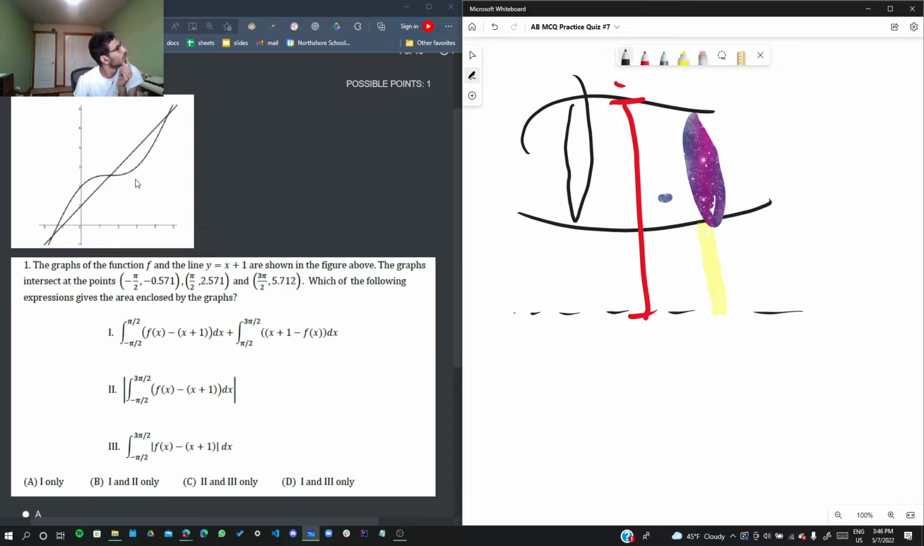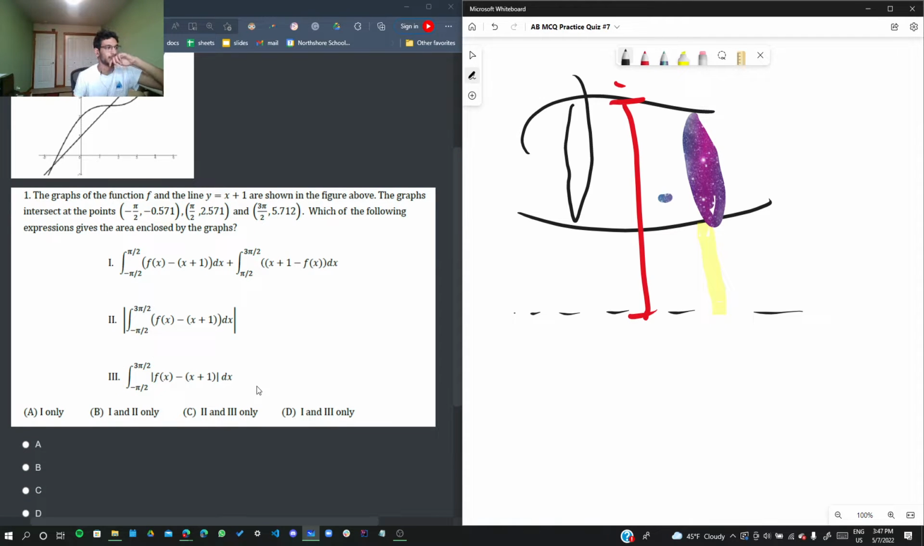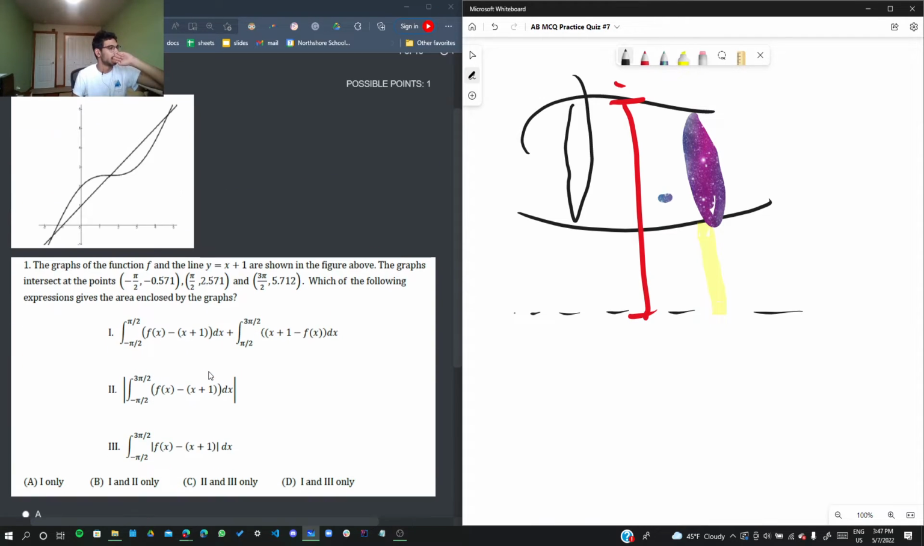Then from pi over 2 to 3 pi over 2, it's just going to be, so I see 1. So from negative pi over 2 to pi over 2, you're doing top, which is f of x, minus the bottom, which is x plus 1. Then you're adding on from pi over 2 to 3 pi over 2, x plus 1, which is on top, and you're subtracting f of x. So 1 is definitely going to work. So that rules out C. Negative pi over 2 to 3 pi over 2.